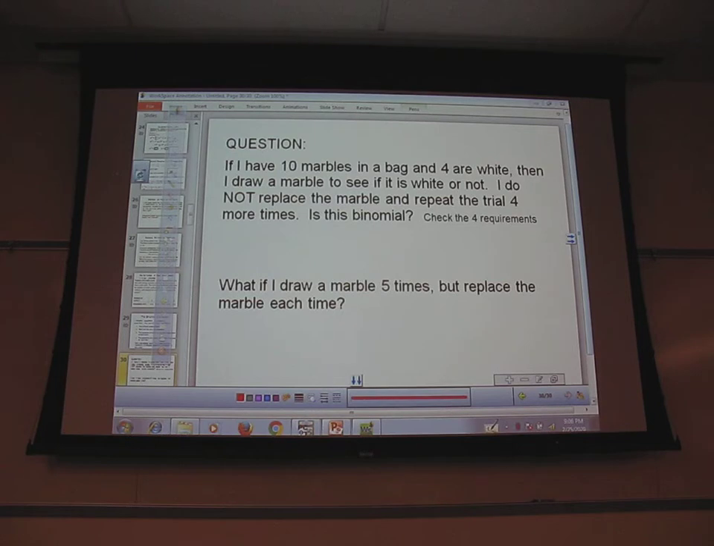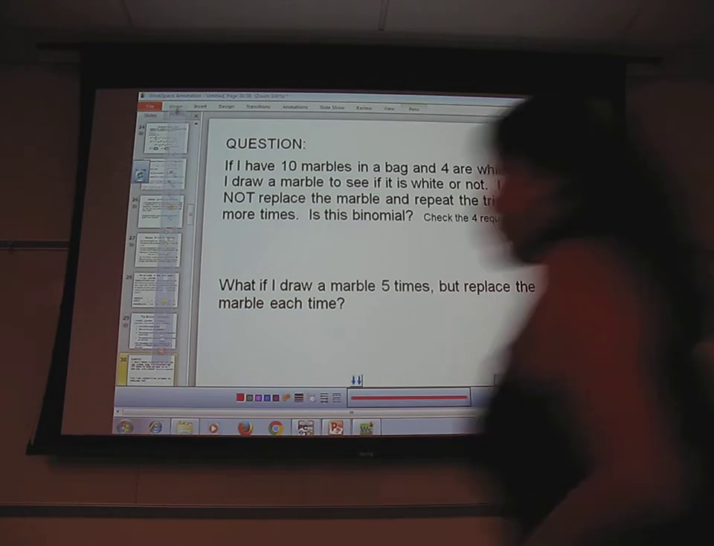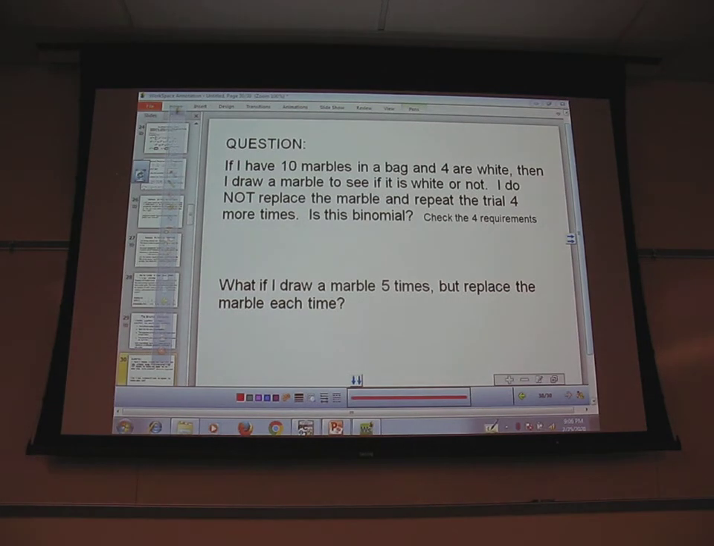Then the last two are: are they independent draws? In other words, do the probabilities stay the same for each draw? No, because once you draw a marble and don't replace it, here's my marbles, I draw a marble and I don't replace it, the probabilities don't stay the same for the second draw. The probabilities change. So if you don't replace it, it changes the probability, so it is not binomial.